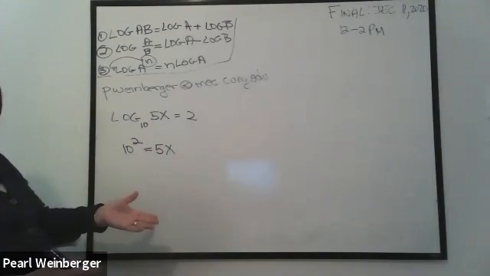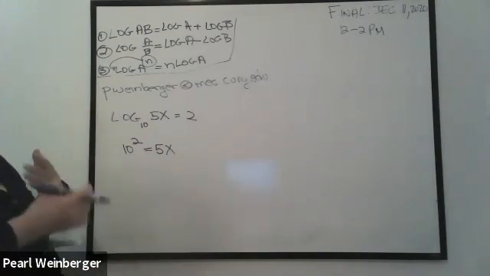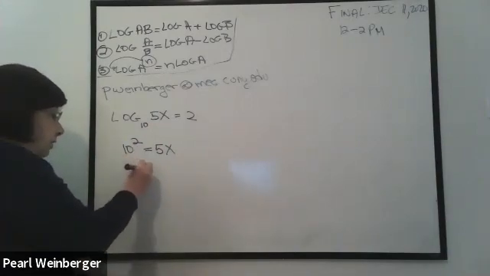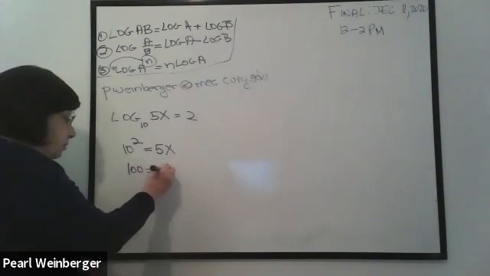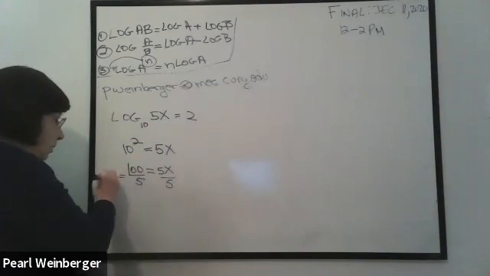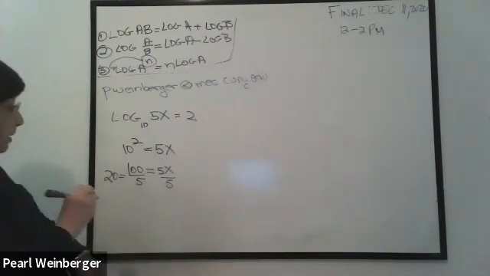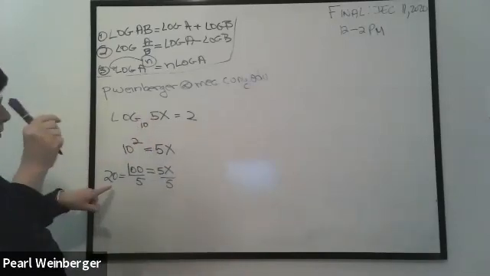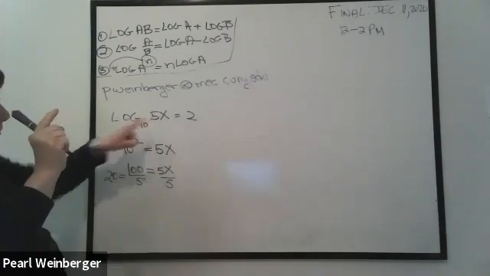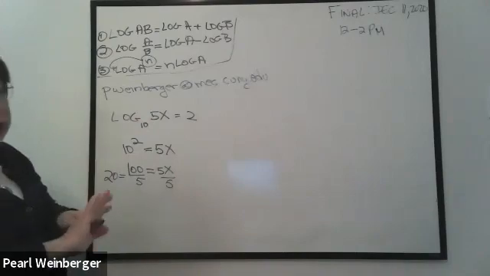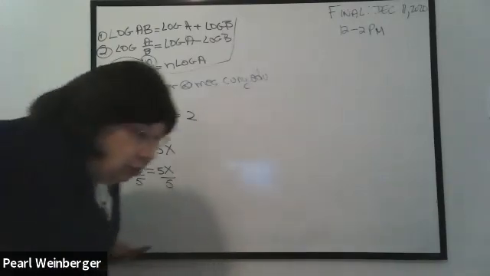Usually, once it's put in exponential format, it's possible to solve. Now notice 10 squared is 100, that we know. So we got 100 equals 5x. And divide 100 by 5 and you get x equal to 20. Notice we have to make sure 5 times 20 is 100. It's a positive number. The number next to the word log can never be negative. It always has to be a positive number.